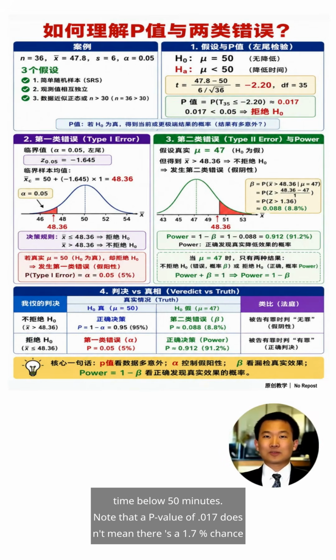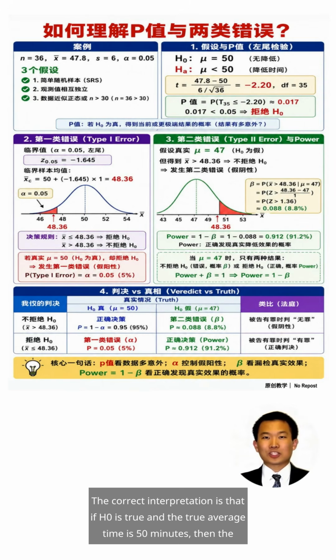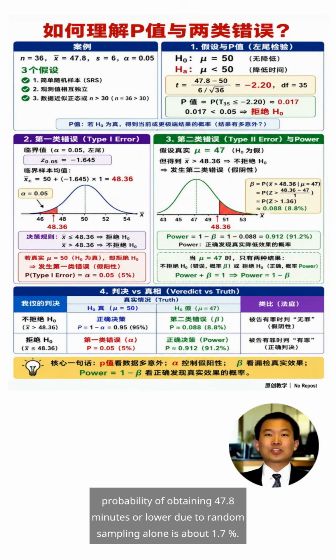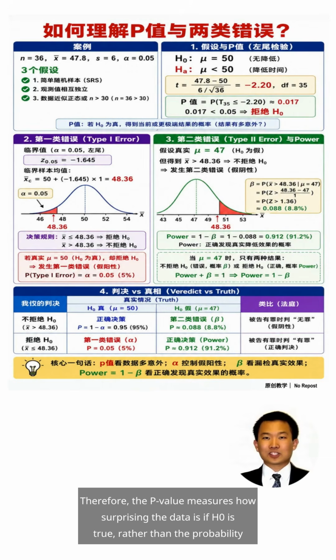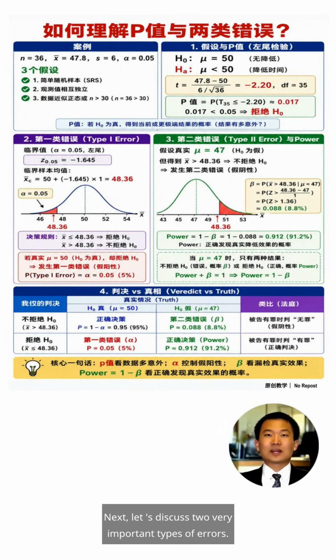Note that a p-value of 0.017 doesn't mean there's a 1.7% chance the null is true. The correct interpretation is that if H0 is true and the true average time is 50 minutes, then the probability of obtaining 47.8 minutes or lower due to random sampling alone is about 1.7%. Therefore, the p-value measures how surprising the data is if H0 is true, rather than the probability that H0 is true. Next, let's discuss 2 very important types of errors.